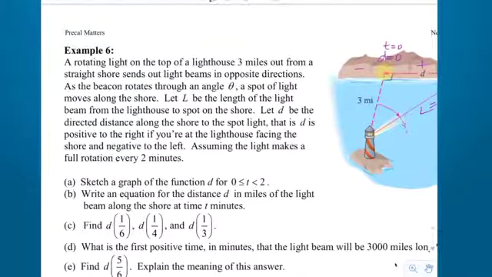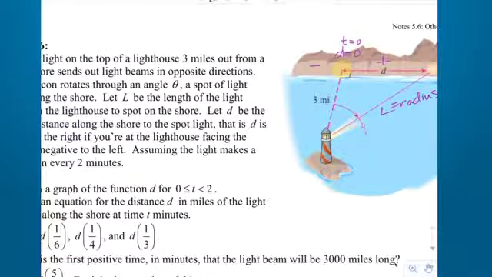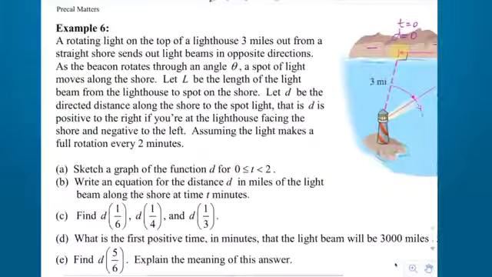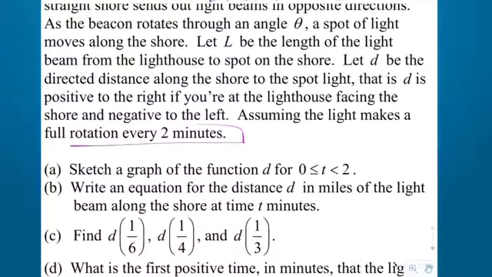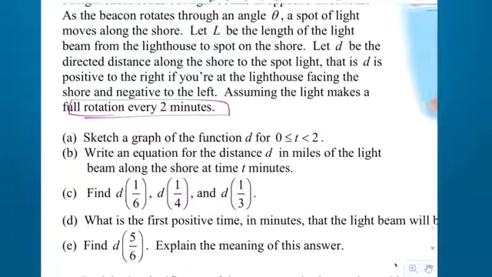But let little d be the directed distance along the shore. So that's what we've already talked about. It's 0 when it's perpendicular, positive as it moves to the right, and it's going to be a negative value when it's to the left. The beam is always moving to the right, so it's monotonic to the right. Assuming the lighthouse makes a full rotation every 2 minutes, so there's your angular velocity. Part A, sketch the graph of the function from 0 to 2 minutes.